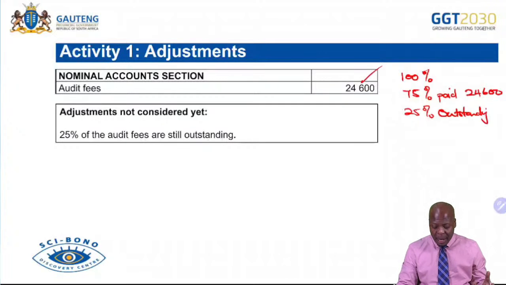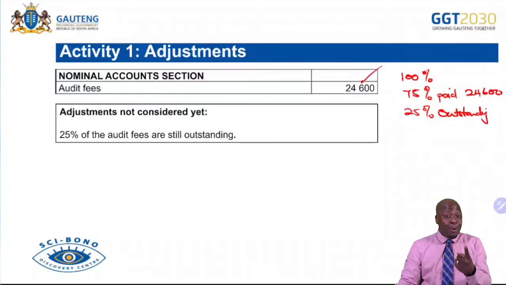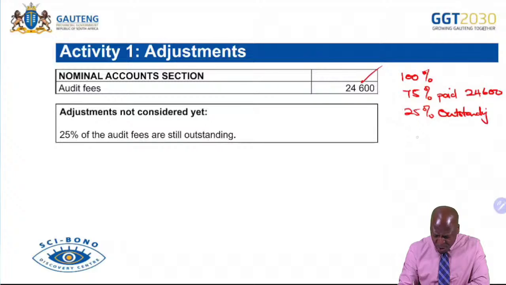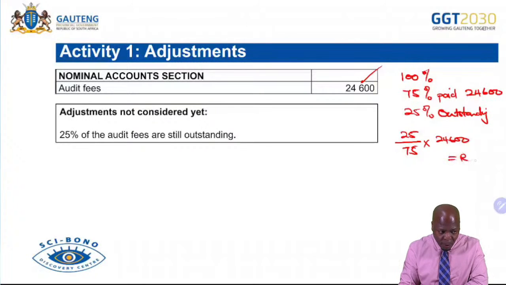Let's get the outstanding amount because it's easy. We now know what to do with an amount that is outstanding, owing. We always add it. So let's get that one. If we are to get that one, we are going to get 25, and what we have is 75, and what we have is 24.6. Therefore, what we were looking for is going to be how much?